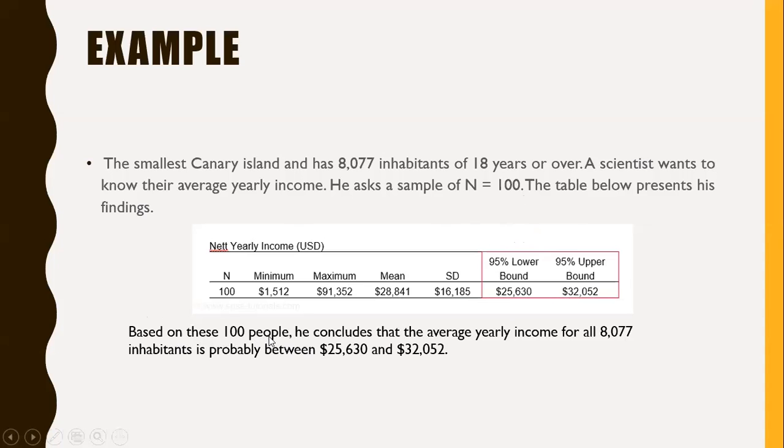Based on these 100 people, he concludes that the average yearly income of the whole population is probably between $25,630 and $32,052. That is how you always interpret your confidence interval, right? He obtained 100 participants from this population, entered the data into statistical software, and finally received this output.